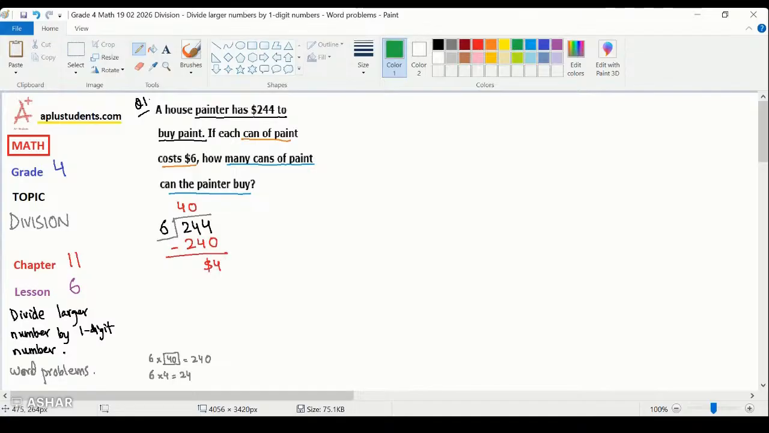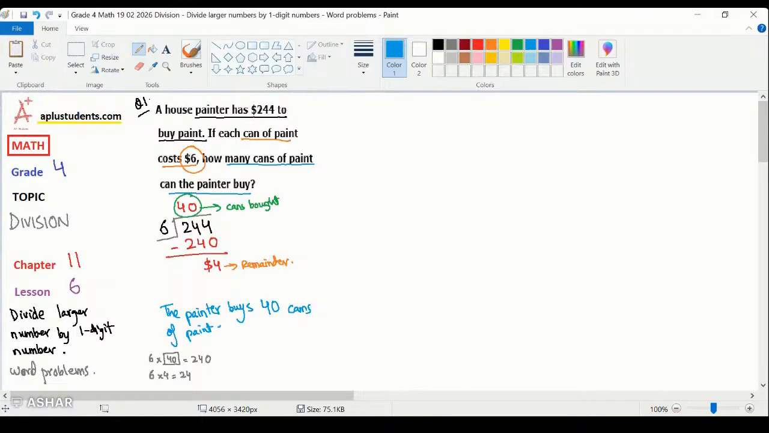These were the number of cans bought, right? And we are left with $4. But since each can costs $6, we cannot buy anything with the $4. That is the remainder. So we cannot use the remaining money. So the answer would be the painter buys 40 cans of paint. He cannot buy 41 cans.